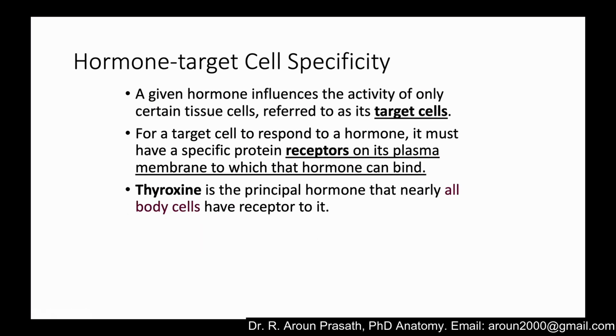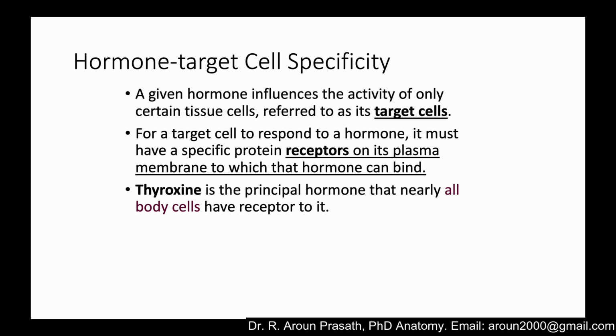Then hormone target cell specificity. When the hormone is released, where this hormone has to go, to which cell it has to reach. For example, growth hormone has to reach the skeletal muscle cells and the bone cells. Insulin has to reach all the cells to produce the ATP. So likewise, you have to understand about hormone target cell specificity.